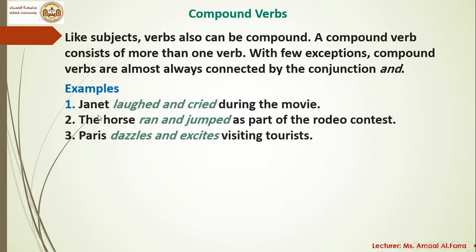Look at the examples. Janet laughed and cried during the movie. Here, laughed and cried. This is called compound verbs. The horse ran and jumped as part of the rodeo contest. We have also ran and jumped, compound verbs. Paris dazzles and excites visiting tourists. Dazzles and excites, here also compound verbs connected with the conjunction and.